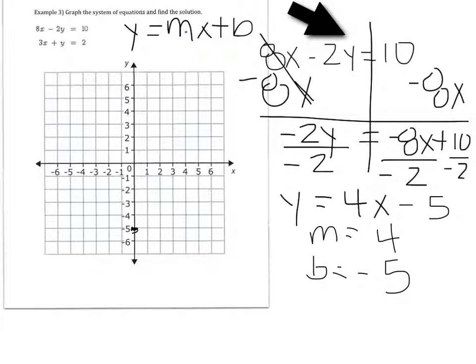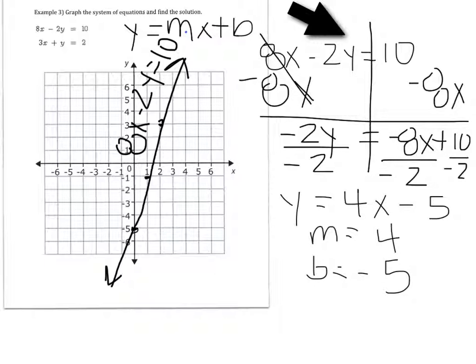Then I'm going to go up 4: 1, 2, 3, 4, and over 1. Remember, you have to draw 3 points. I'm going to do the same thing: up 1, 2, 3, 4, to the right 1. Now I have 3 points. I'm going to connect my points the best that I can. You should be using your ruler. Draw my arrows. Now, one very important thing: make sure you label your line with the original equation. So I'm going to label it with 8x minus 2y equals 10.